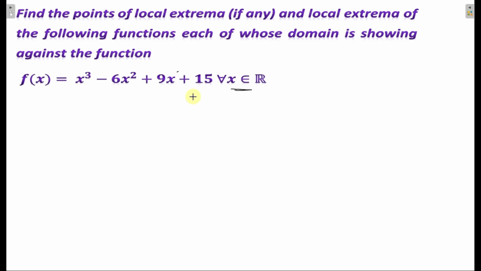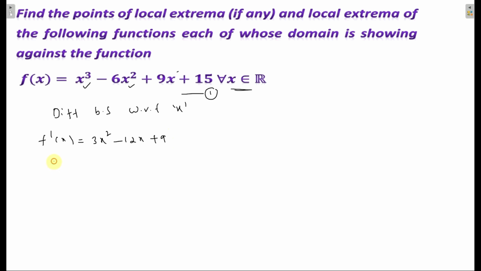So first differentiate, take this as 1, differentiate both sides with respect to x. So f dash x I will get here: f dash x is equal to x cube derivative 3x square, minus x square derivative is 2x into 6 is 12x, plus x derivative is 1 into 9 is 9.